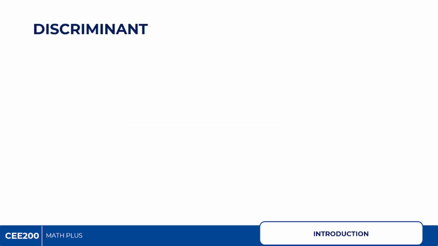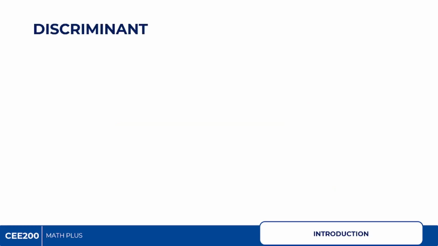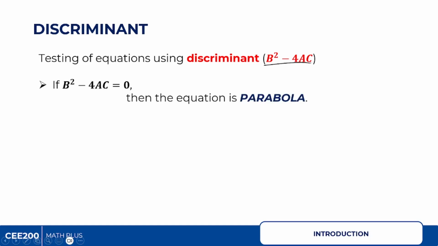Okay, sige. So, aside from cutting through planes, we can also determine what type of conic section using the discriminant. Okay, discriminant is in this form. Yung discriminant na value natin would be b squared minus 4ac. So, ano ba yung mga criteria? If your discriminant value is exactly equivalent to 0, then the equation is a parabola. So, yung conic section natin is parabola.